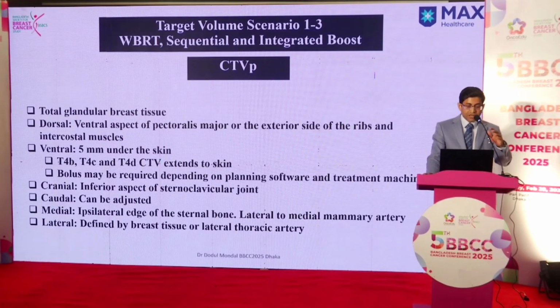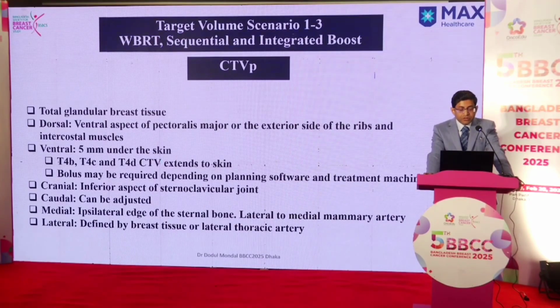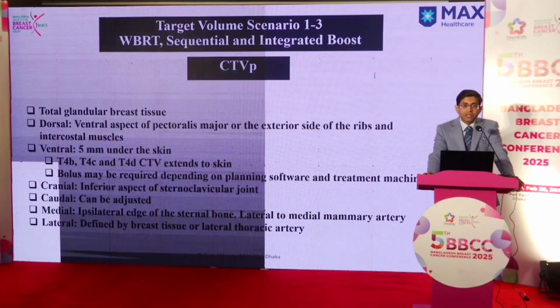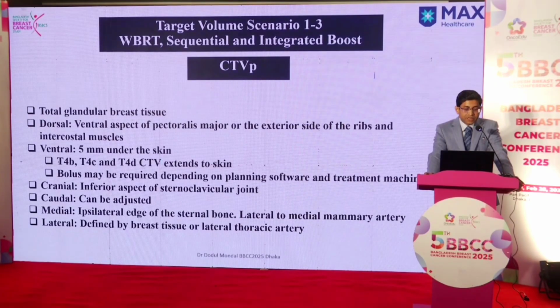So our primary target is breast, and we include the total glandular breast tissue. The dorsal aspect of this is the ventral aspect of pectoralis major, or the posterior side of the ribs and intercostal muscles where there is a deficiency of the pectoralis muscle. The ventral border is 5 mm under the skin, and when we talk about skin, it's not actually the skin, it's actually the auto-contoured body. That is why I said it is very important to check each and every section whether the auto-contoured body is actually correct or not.